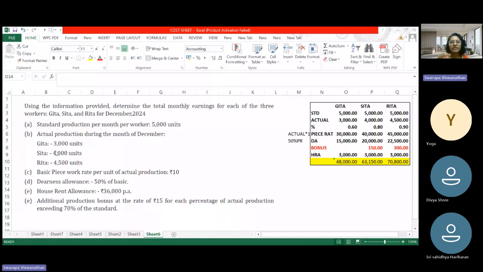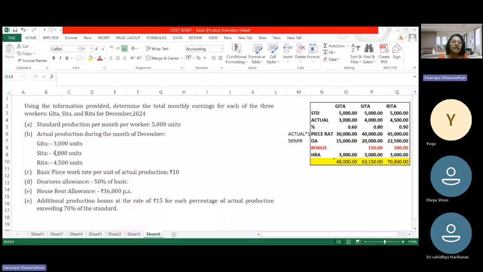There is standard time given, there is efficiency given. So I need to calculate the actual time. Then I need to calculate the time saved. Time saved into the rate per hour will give me the total savings in cost. So what is the starting point of the answer? That is what you have to identify. That is why many of us read the question and say, I did not understand the question, I did not know how to approach it, because you are not able to identify the starting point. From where should I start and identify the savings?